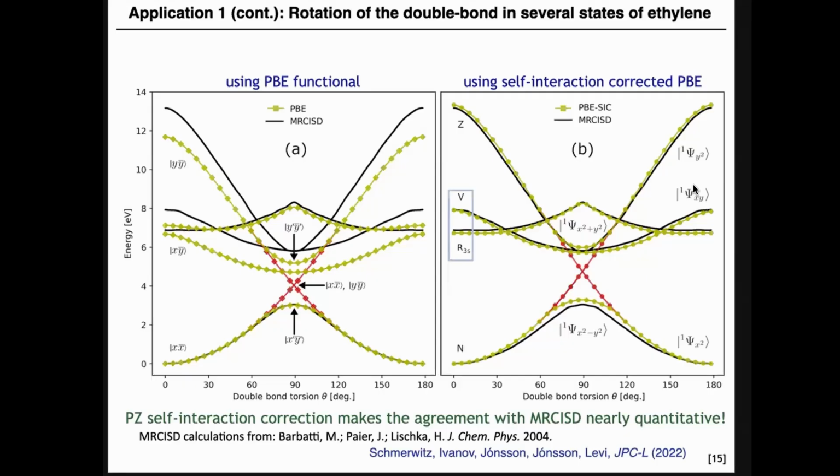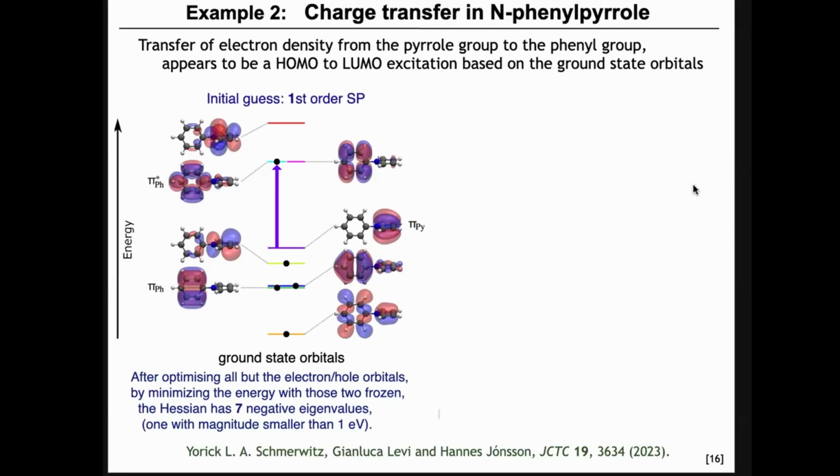It's particularly difficult to get the Rydberg states here without the self-interaction correction because the long-range form of the potential is incorrect. So let's take another example. It's a charge transfer in a molecule that's made of a phenyl group and a pyrrole group. And let's say we want to do an excitation that moves the electron from one side to another.